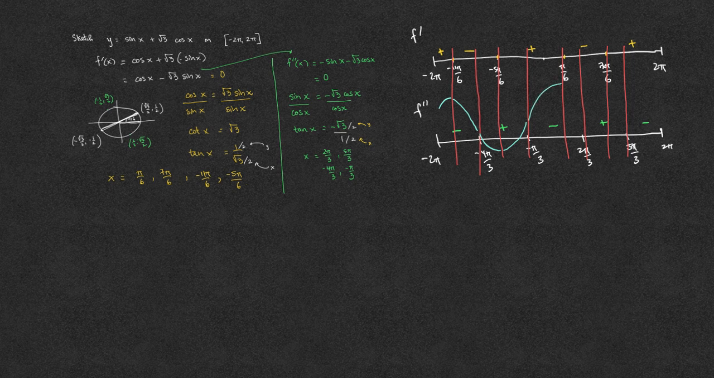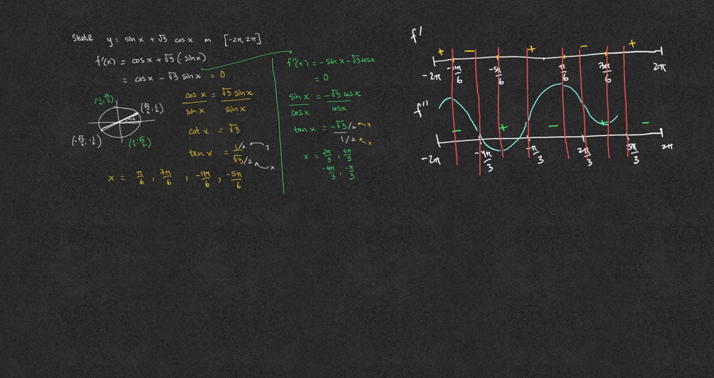From pi over 6 to 2 pi over 3, f prime is negative, so the function is decreasing, and f double prime is still negative, so the graph is concave down. From 2 pi over 3 to 7 pi over 6, f prime is negative and f double prime is positive, so it is decreasing, concave up. And from 7 pi over 6 to 5 pi over 3, f prime is positive and f double prime is also positive, increasing and concave up.